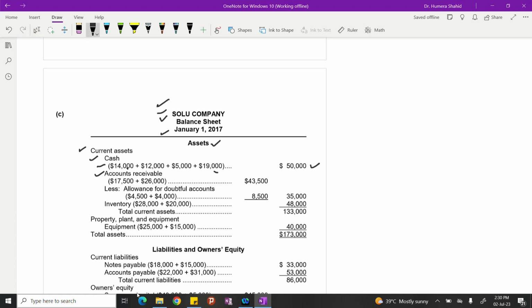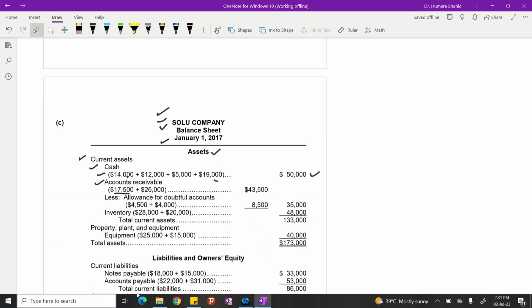Accounts receivable. This is the first journal entry, accounts receivable of Sorensen, and this is the second journal entry, accounts receivable of Lucas. When I added only accounts receivable, not the allowances, they are 43,500 less allowances for doubtful accounts. Allowances for Sorensen were 4,500 in the first journal entry, and in the second journal entry Lucas's allowances were 4,000. So together total allowances are 8,500. They are contra, right? So they decrease our accounts receivable. My net realizable value of accounts receivable is 35,000.